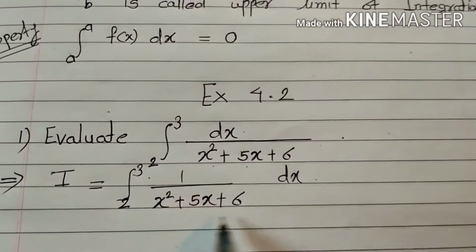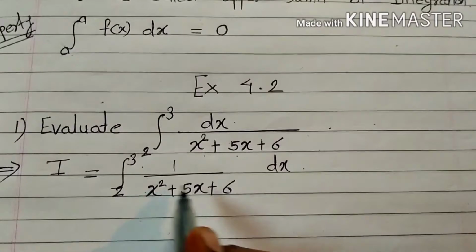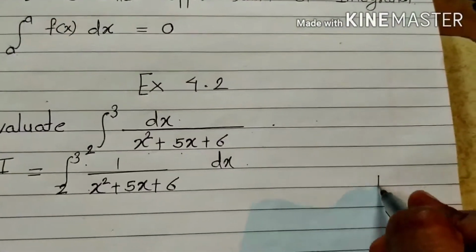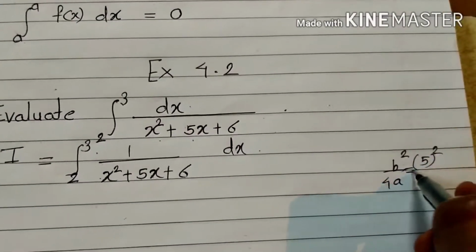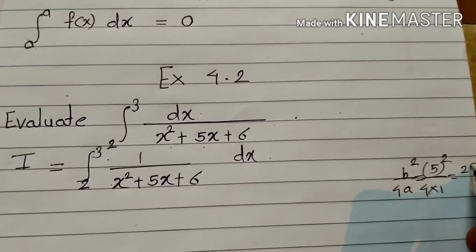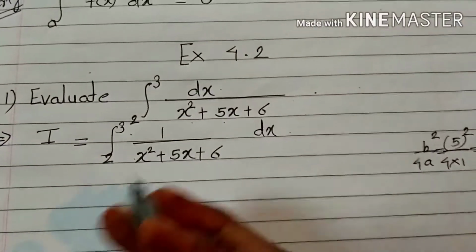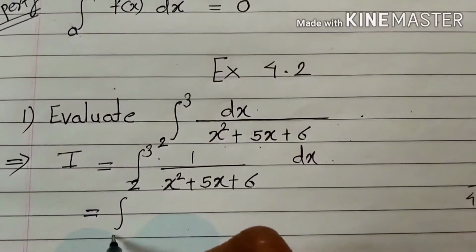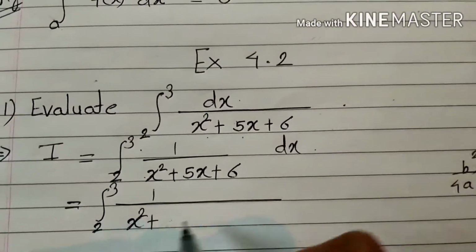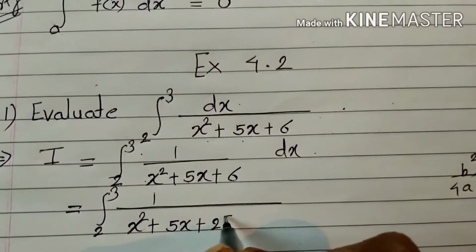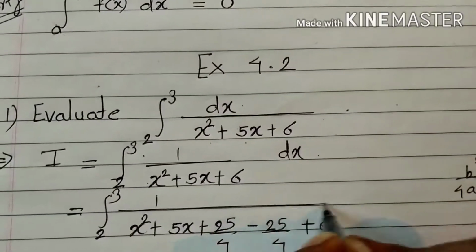Now this is a quadratic expression, and we know how to handle a quadratic. So there is one method. This is ax square plus bx plus c, and there is one formula which is b square upon 4a. So here b is 5, 5 square upon 4 into 1, so it is 25 upon 4. Now add and subtract 25 by 4 in this quadratic. So here, from 2 to 3, 1 upon x square plus 5x plus 25 upon 4 minus 25 upon 4 plus 6 into dx.